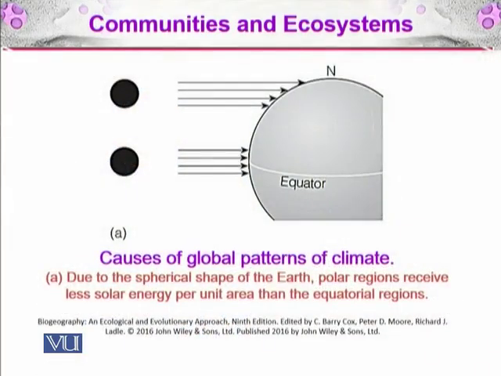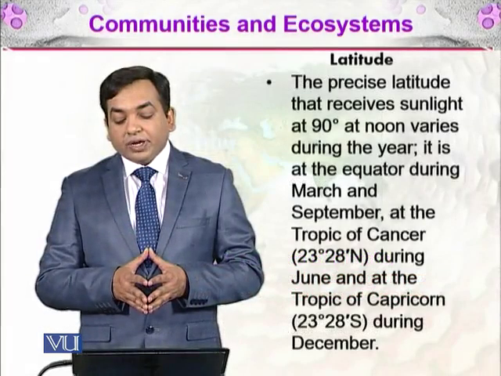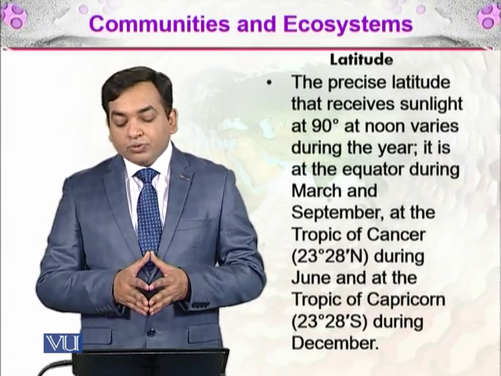Here you can see the causes of global patterns of climate. Due to the spherical shape of the earth, the polar regions receive less solar energy per unit area than the equatorial region. The earth receives the sunlight on the equator in a much more uniform way, but as you go towards the pole, the scattering of the sunshine results in less heat energy per unit area.